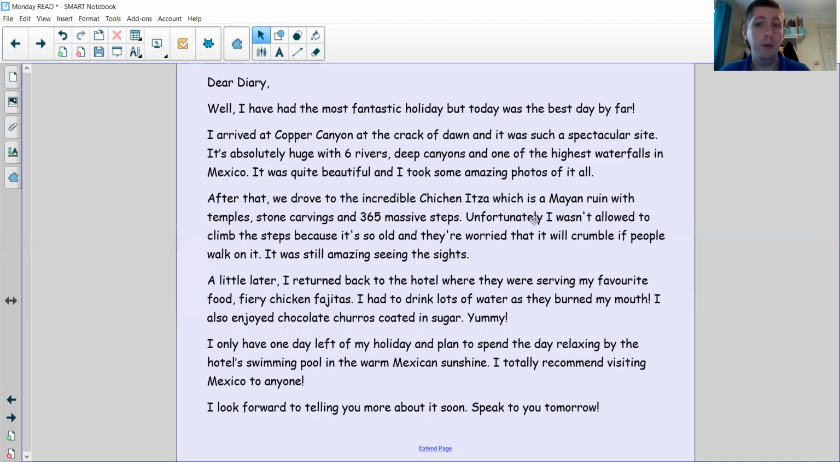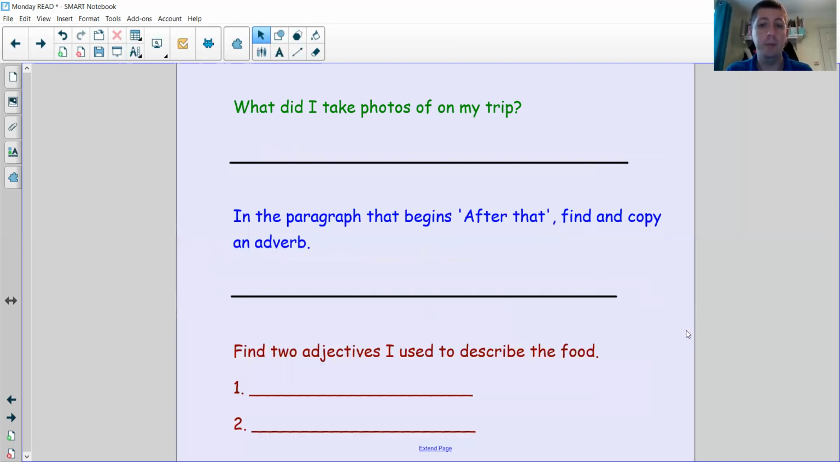unfortunately. Unfortunately, I wasn't allowed to climb the steps. That describes the way I'm feeling after I'm not allowed to do something. So it describes the action of not being allowed. So that's why it's an adverb there, unfortunately. Let's look at the last question.